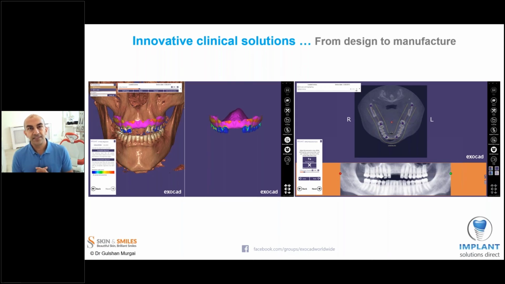On the right-hand side there, you can see that you have some CBCT data that exoplan has been able to extract an OPT out of. So a 2D image has been extracted from the 3D set of data, and that really just makes planning at the later stages much easier.